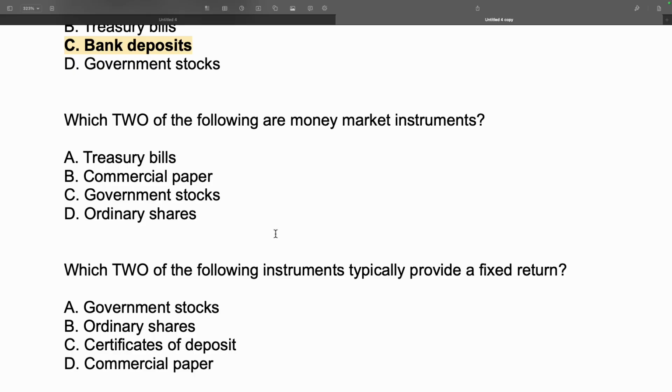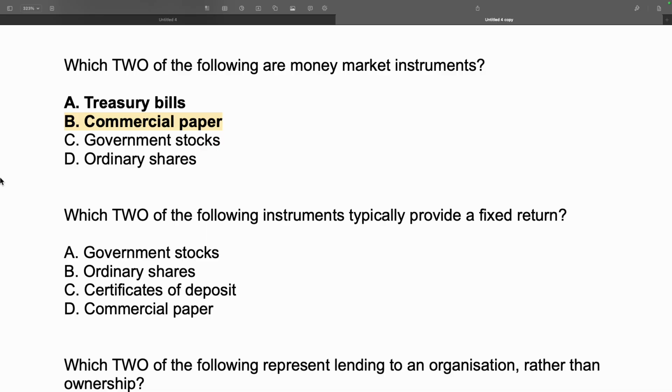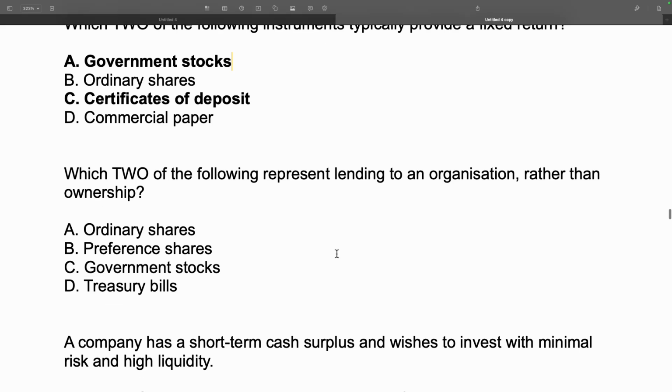Okay, which two of the following are money market instruments? So when we say money market instrument, these two are called money market instruments. This is a terminology, you should know it and keep it. Now, which of the following provide a fixed return? When you say fixed return, it's going to be your government stock and certificate of deposit. These two will give you a fixed return.